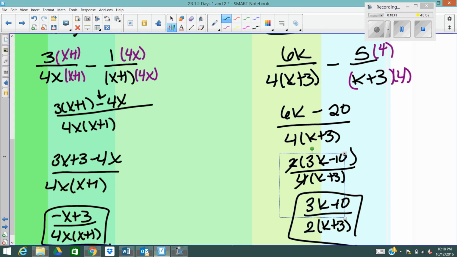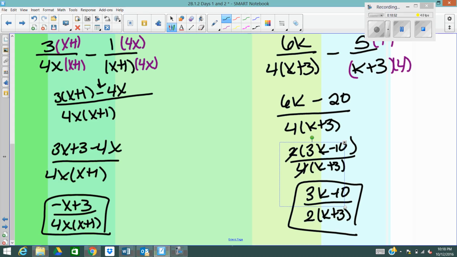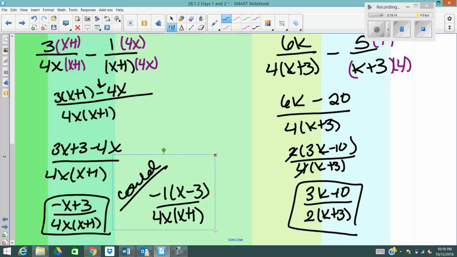So we have 3 times the quantity x plus 1 minus 4x. So that gives me 3x plus 3 minus 4x when I distribute the 3. Combine the like terms, we get -x plus 3 in my numerator, and then that common denominator of 4x times the quantity x plus 1. Nothing in my numerator factors. I could factor out the negative, but it does not really help us because nothing ends up simplifying further. But this answer would also be appropriate.